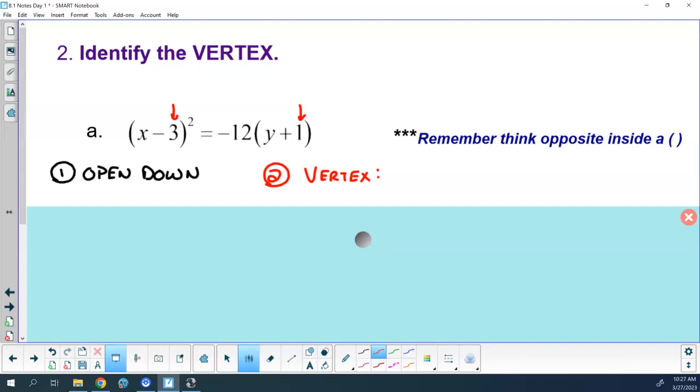And from way back along and multiple times throughout, we did it in this class with absolute values. You've done it with other things throughout the course of your mathematics career. If it's inside a set of parentheses, in math, we think oppositely. So my x part of the vertex is going to be +3. It looks like -3, but I gotta think oppositely. So it's +3. The y part of my vertex is going to be -1. Looks like +1, but I've got to think opposite, so it's -1.